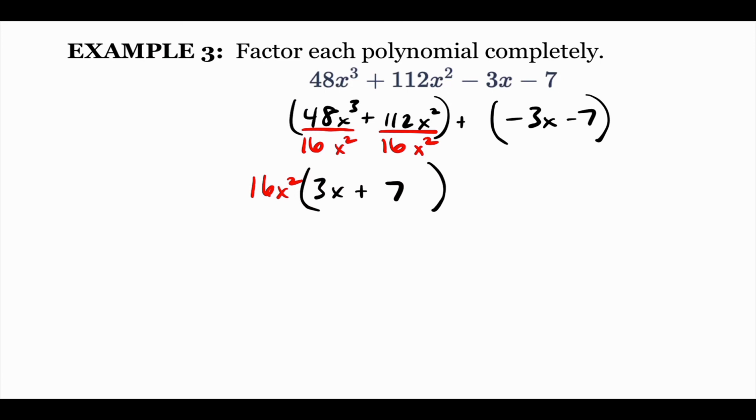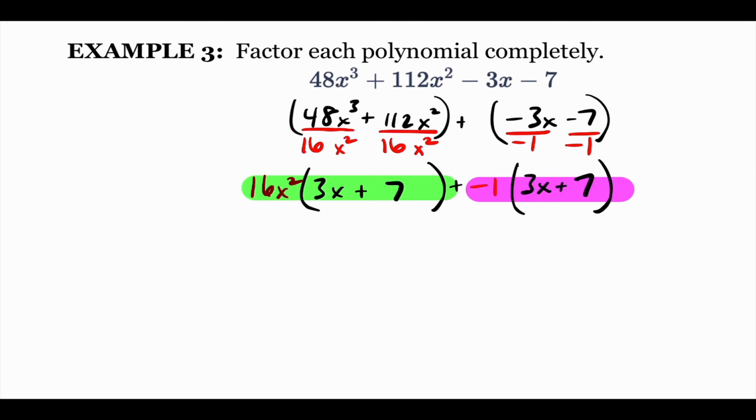The second one is close. Negative 3x minus 7. It's really close to being 3x plus 7. I just have to divide by negative 1. So my GCF is going to be negative 1. So it would be 3x plus 7. Okay. So now I have two terms. I got that guy, and I got that guy. What is their GCF? 3x plus 7.